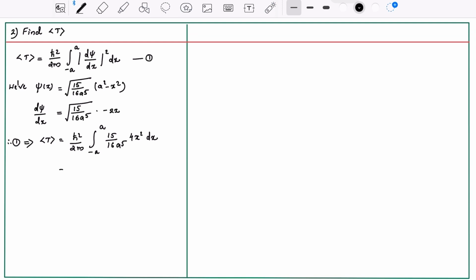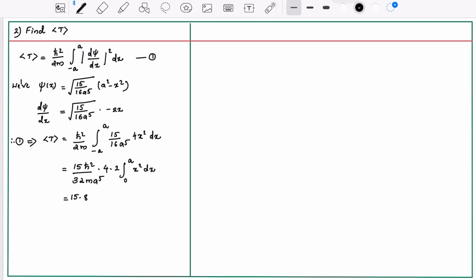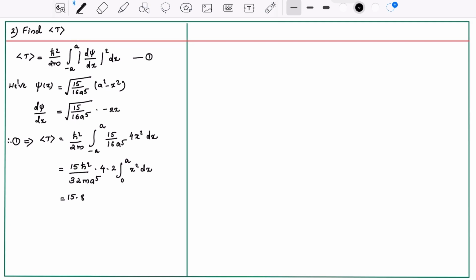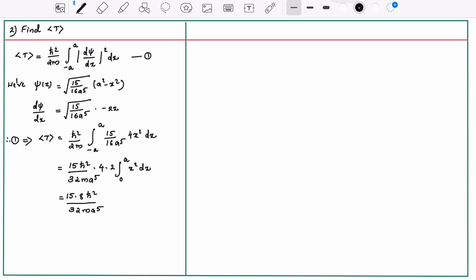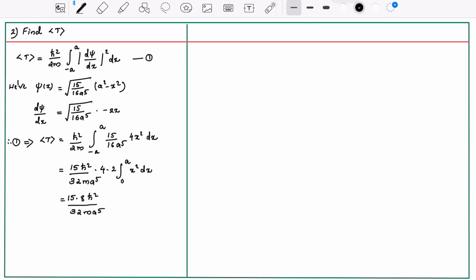Now let us take the constant term outside, that is 15 ħ² by 32 m a raised to 5. Now we can write it as into 4 into 2 times integral 0 to a x² dx. That is equal to 15 into 8 ħ² divided by 32 m a raised to 5. Now the integral 0 to a x² dx is a cube by 3.